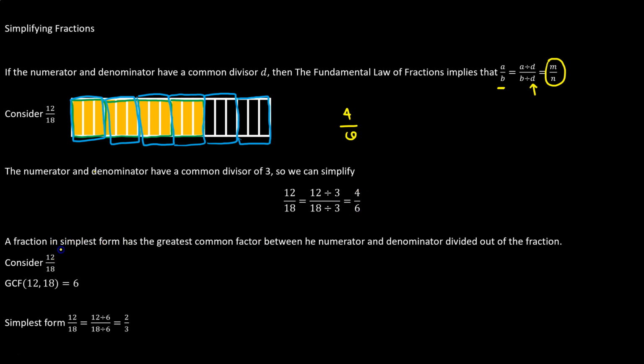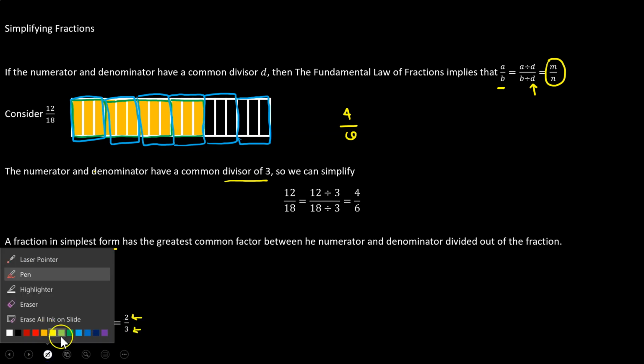And we can do that until we get down to the simplest form, which is where you have divided off the greatest common factor from both the numerator and the denominator. So if we look at the fraction 12 over 18, remember that the greatest common factor between 12 and 18 is 6. Now, in that last situation, we did a common divisor of 3. The greatest common divisor is bigger than 3, it's 6. So if we were to divide 12 by 6, we would have a numerator of 2. And if we had divided 18 by 6, we would have a denominator of 3.